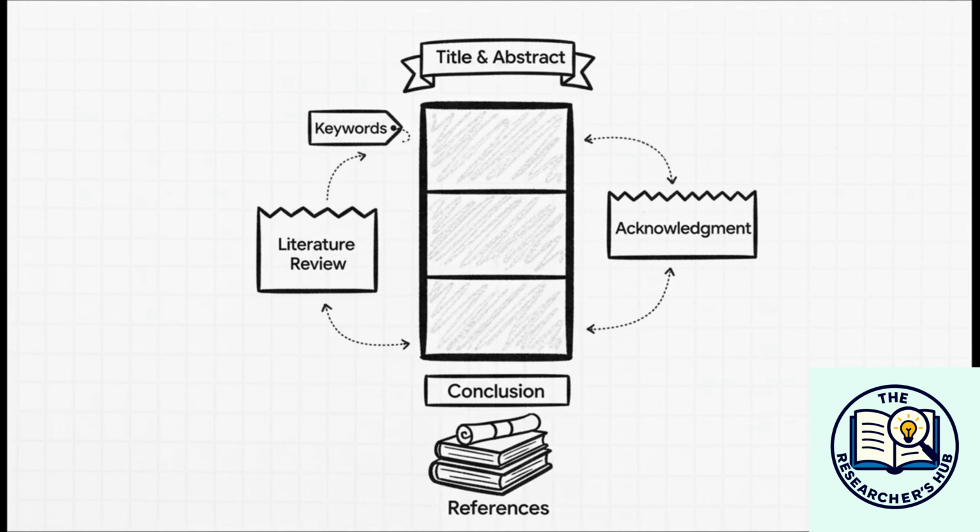Of course, IMRaD is the core, but it's not the whole story. A full paper also has a title and an abstract to give you that quick overview, keywords so you can find it easily, a conclusion to wrap it all up, and of course references to give credit to all the other work that came before. All these pieces wrap around that IMRaD structure to make the whole thing work.